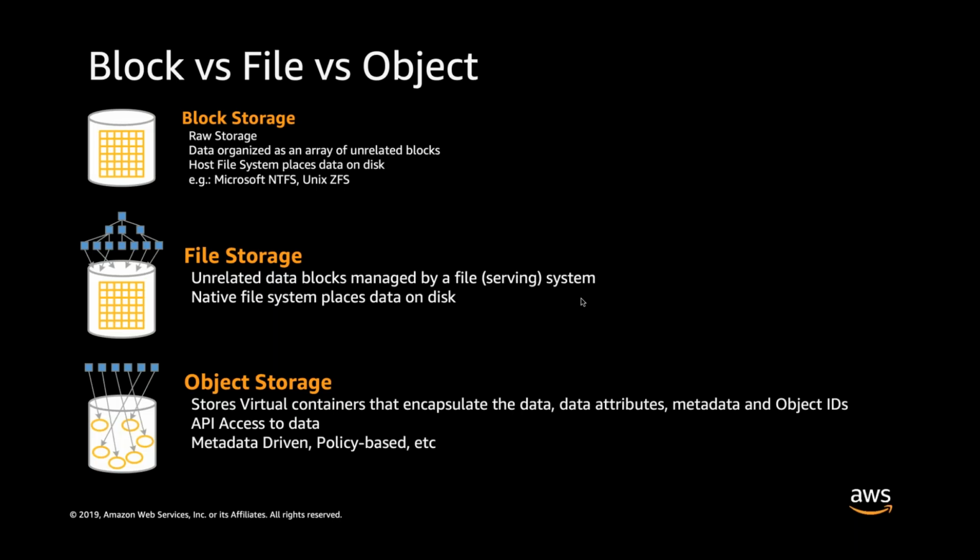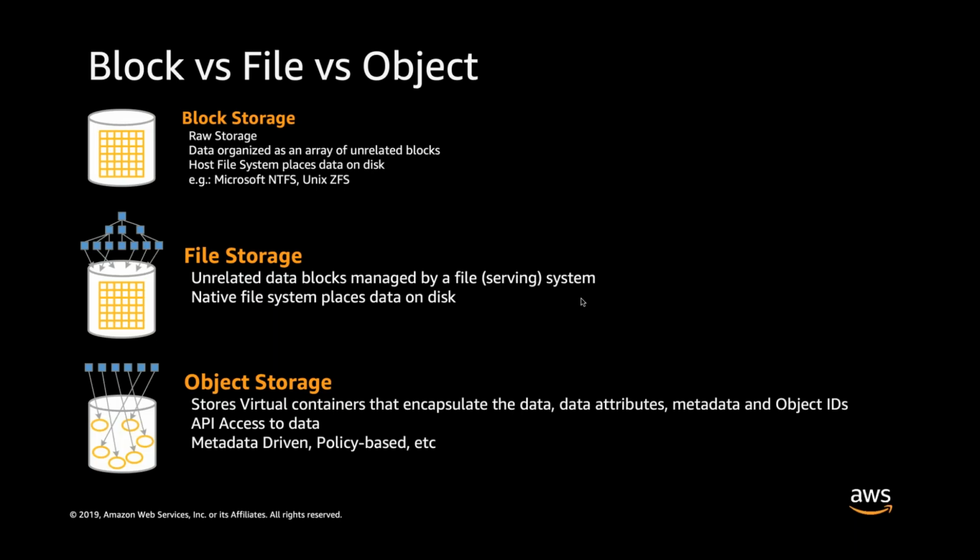The next option is file storage, which is unrelated data blocks managed by a file system server. It's a native file system placed on disk. This is like network storage, such as Samba and NFS.